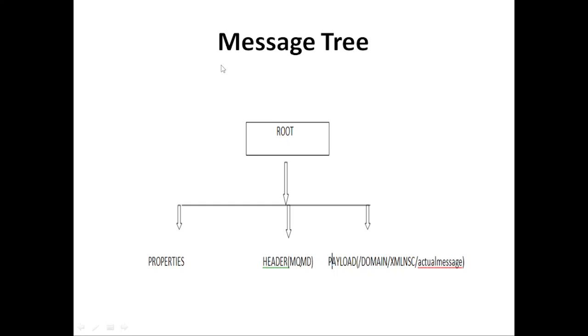Now coming to some more concepts on the message tree. After that I am going to use the toolkit for writing the code. The message tree is the place where we have the properties of the message, the header, and the payload. This is the actual area where we have to work.